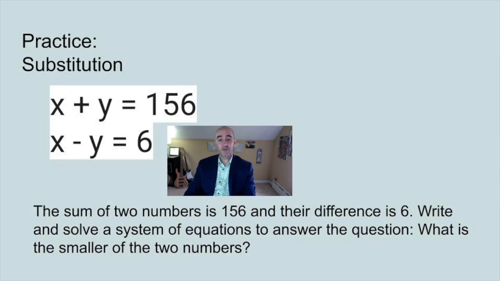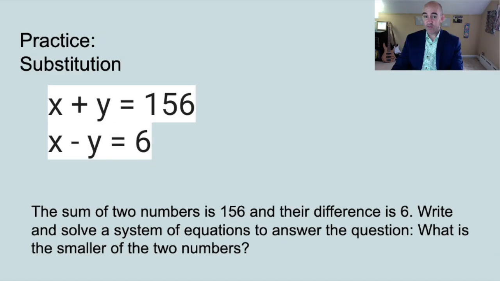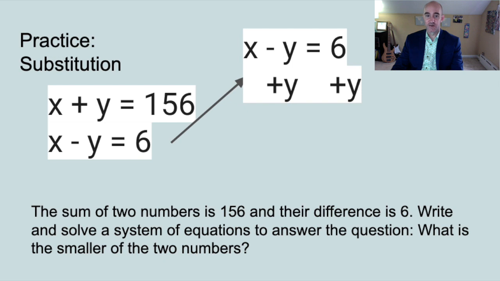All right, so here were the two equations that I wrote. Now that we have this system of equations, we don't have anything like x equals blank or y equals blank that we can substitute, but we can get there. And the way we're going to get there is we're going to take the second equation and solve it for x. We can do that by adding y to both sides of the equation. So we end up with x equals y plus 6.